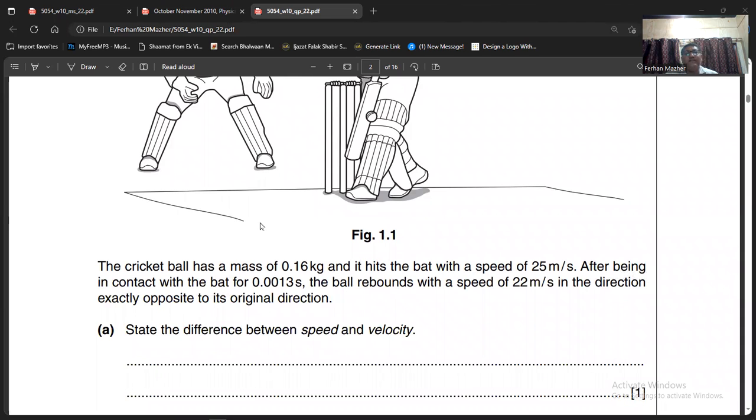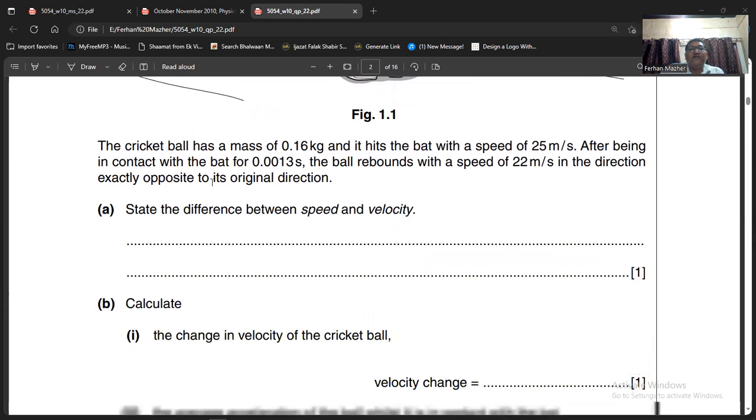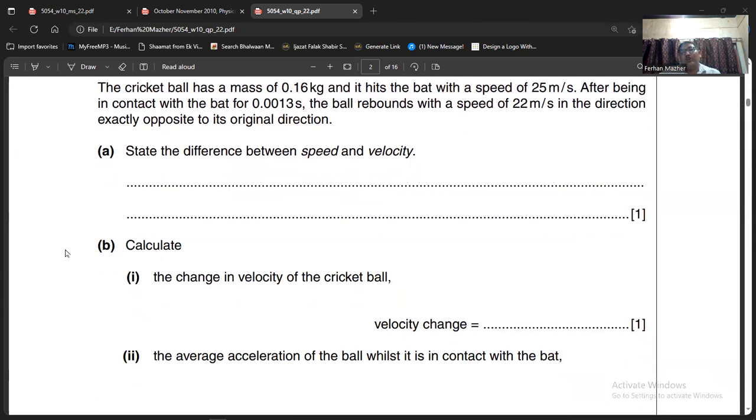The cricket ball has a mass of 0.16 kg and it hits the bat with a speed of 25 meters per second. After being in contact with the bat for 0.0013 seconds, the ball rebounds with a speed of 22 meters per second in the direction exactly opposite to its original direction. State the difference between speed and velocity.